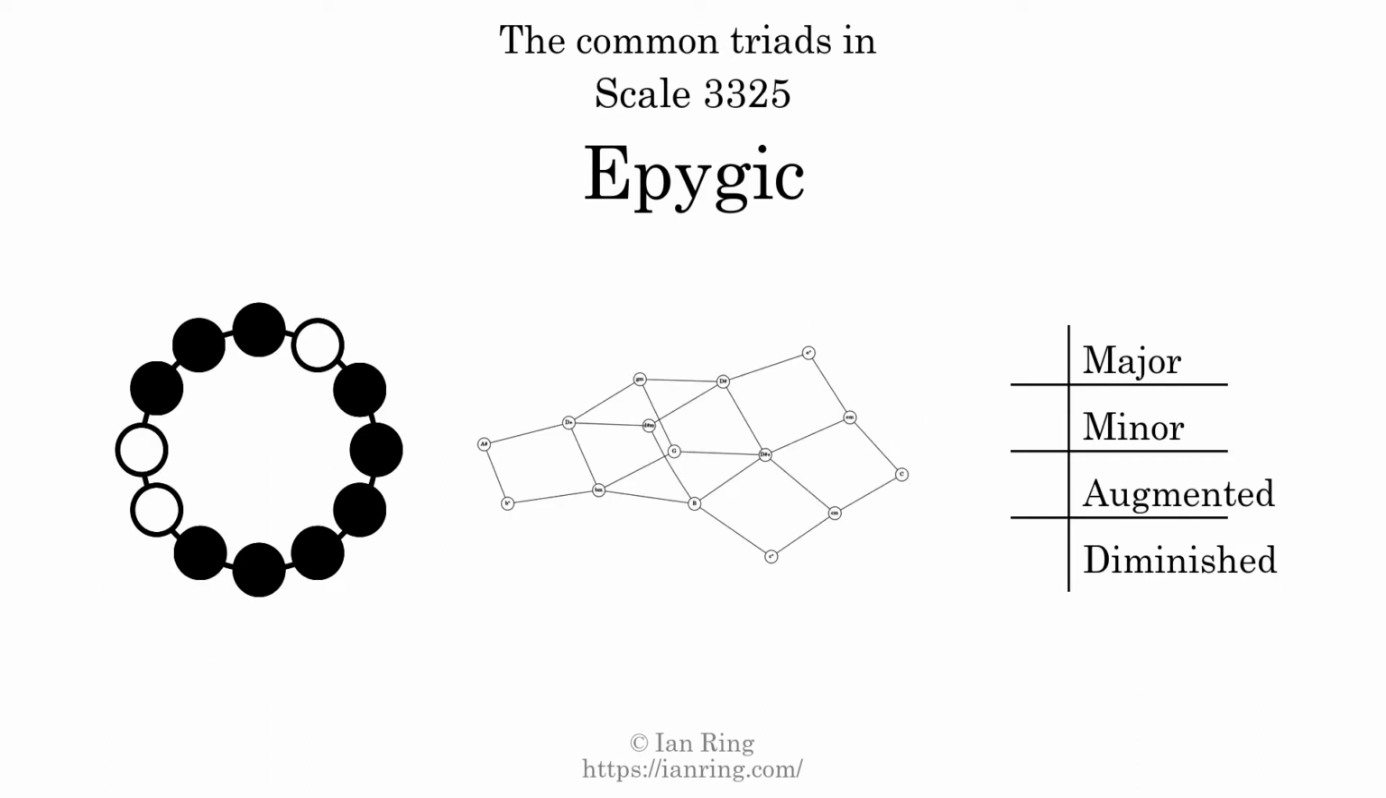Here are the common triads present in this scale. The diagram in the center is a graph of parsimonious voice leading between triads. There are 5 major triads. There are 5 minor triads. There are 2 augmented triads. There are 3 diminished triads. Here is a Hamiltonian path of parsimonious voice leading that uses all the triads.